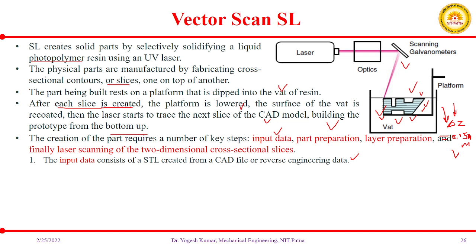What does it mean, reverse engineering data? There are two ways of creating your CAD model. In the first case, we collect all the information related to your product, and we create a CAD model in a modeling software. And there is another way: we have a product, and suppose we want to replicate it, to create another product having the same shape and size.